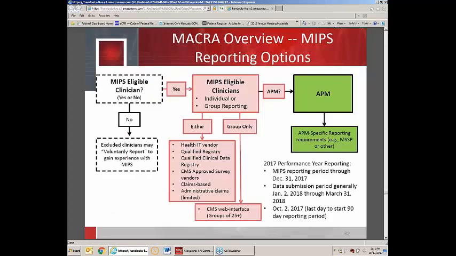So a lot of this is data-driven. This is just a chart about how we report data. If you're not an eligible physician, you can voluntarily report quality data in order to gain experience with the MIPS program, but you don't have to. If you are an eligible clinician, either on an individual or group basis, there are various ways that you can report your data. And if you're in an APM, there'll be APM-specific reporting requirements, or how you report depends on the year. Next slide.